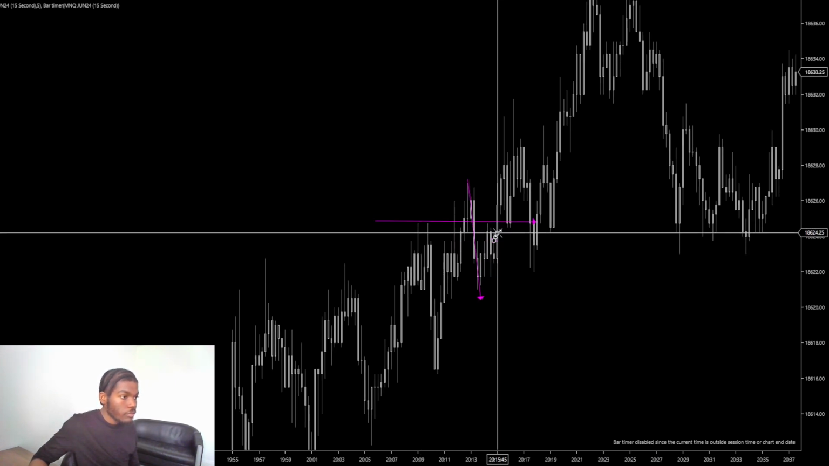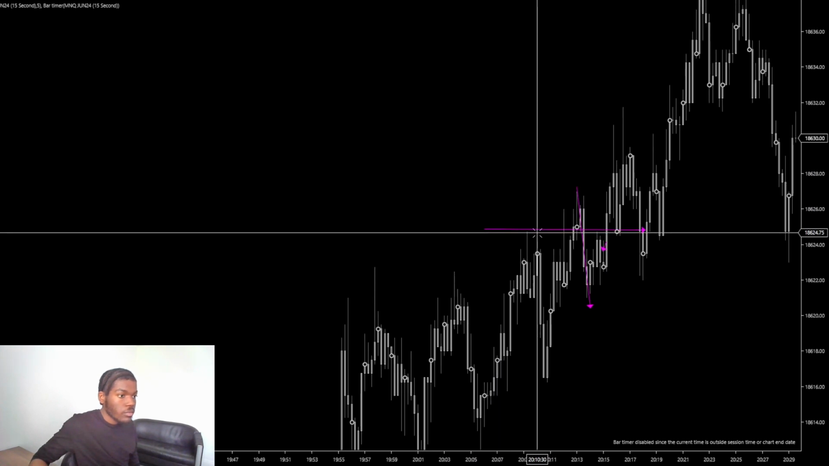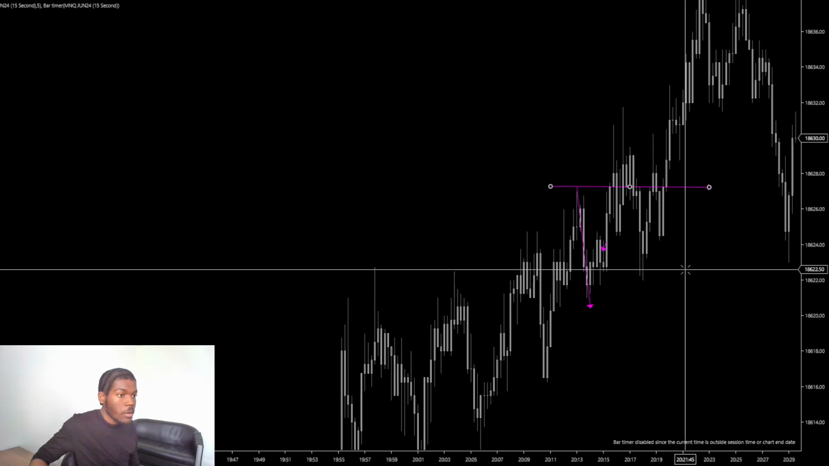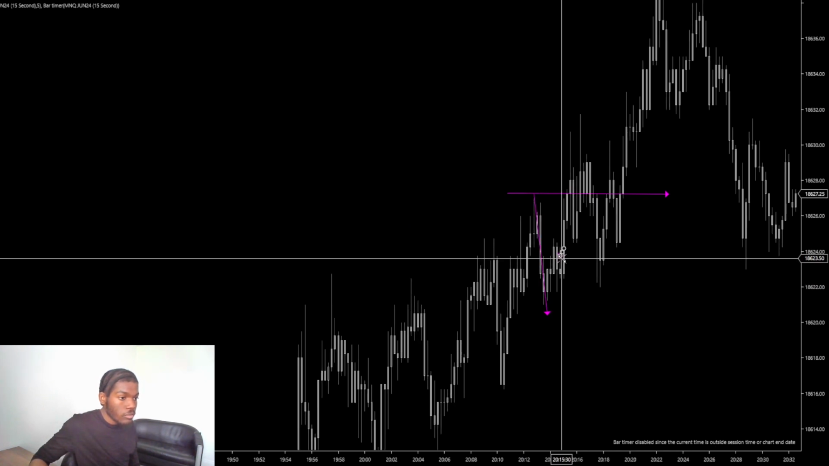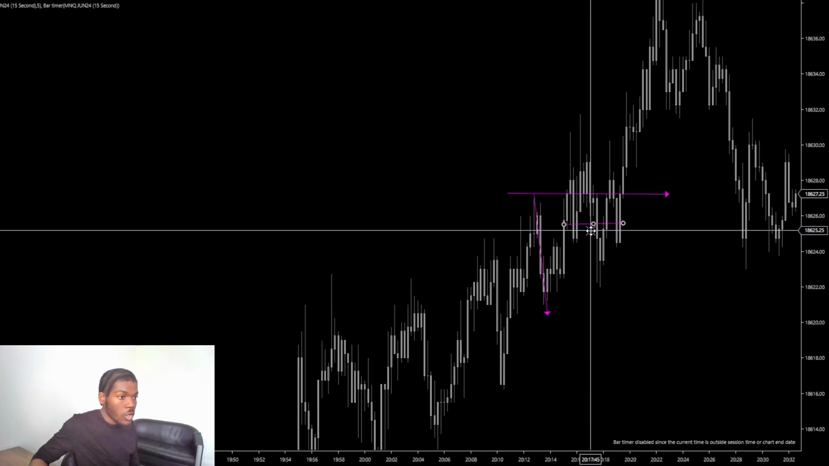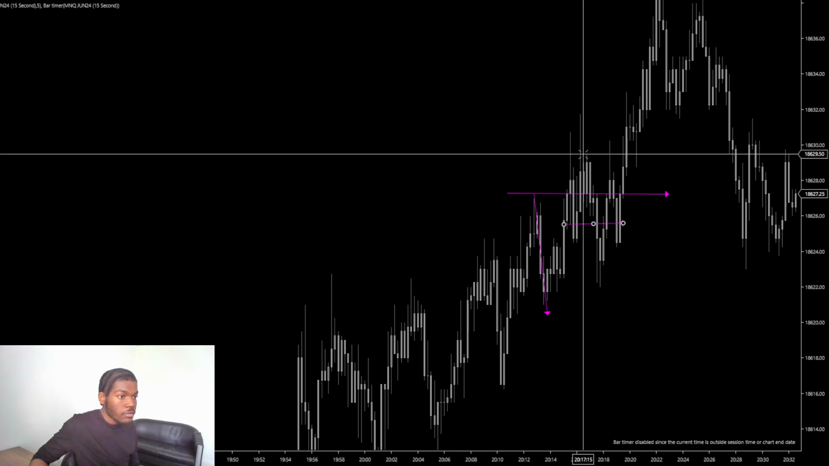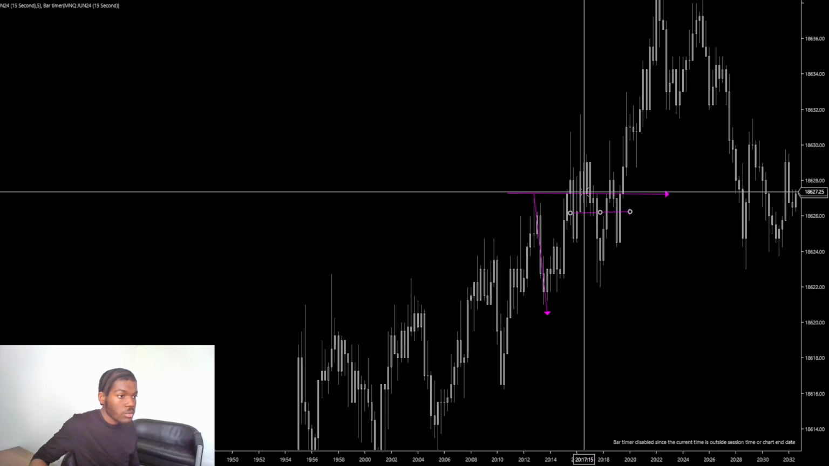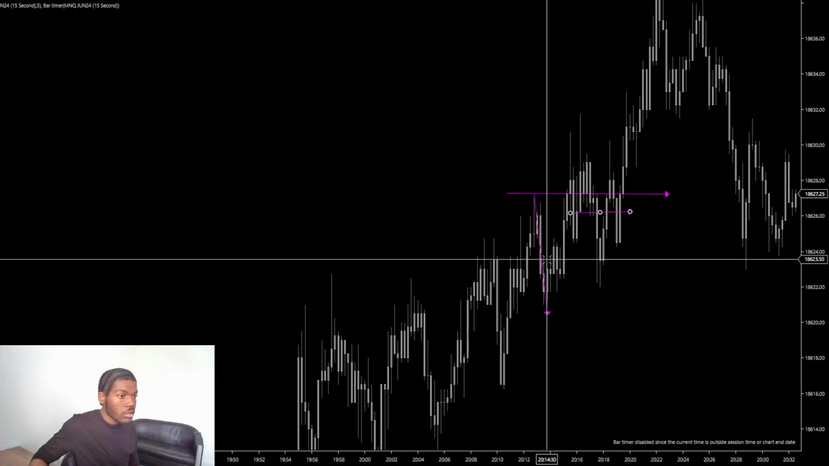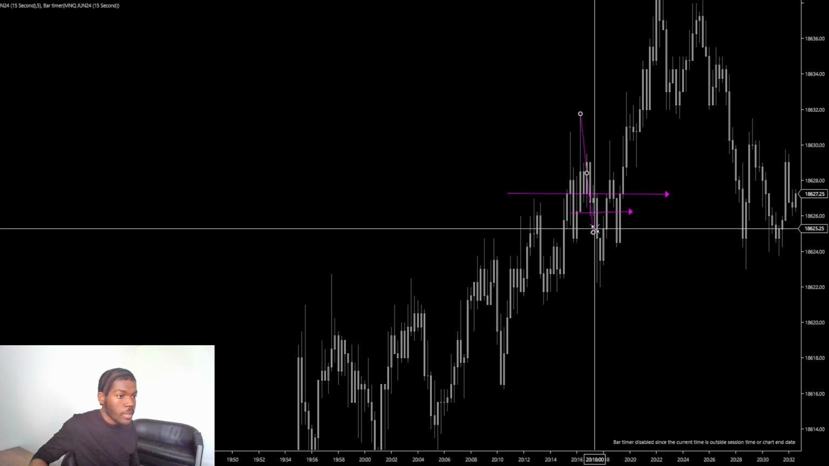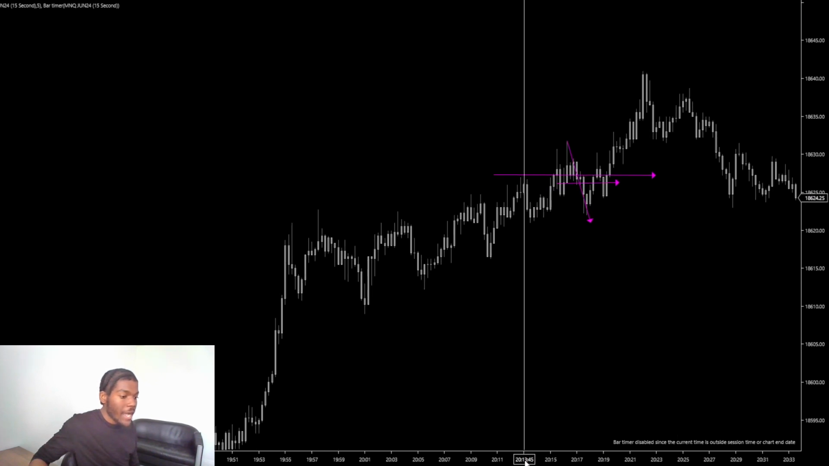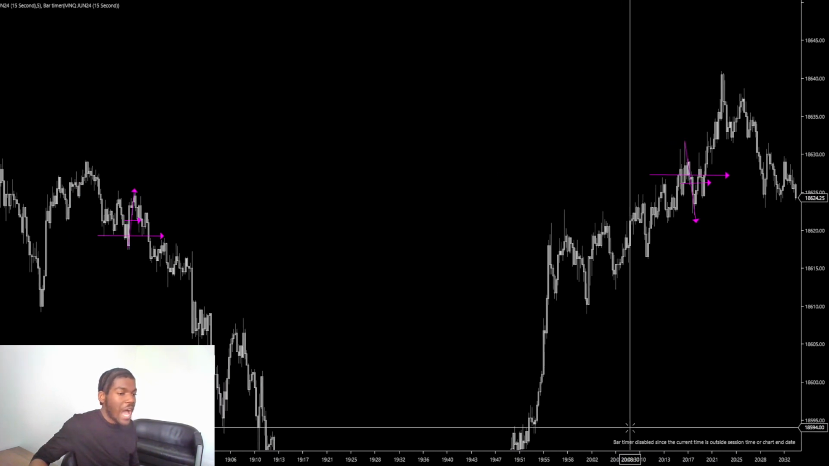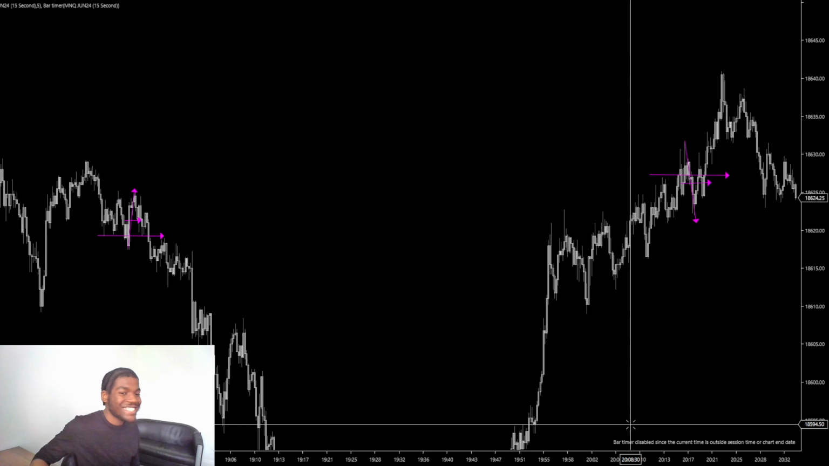Again, a closure above a structural high, a closure below the last up candle. In fact, that is the last up candle right here. That is your pullback. That is how you identify and validate your pullbacks.